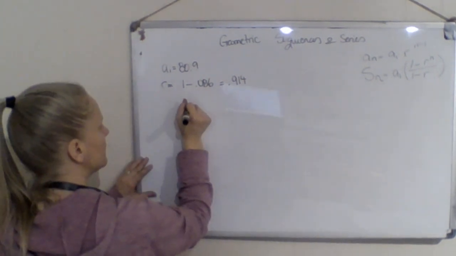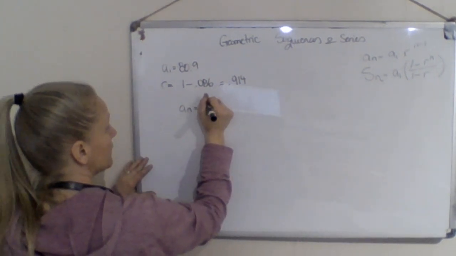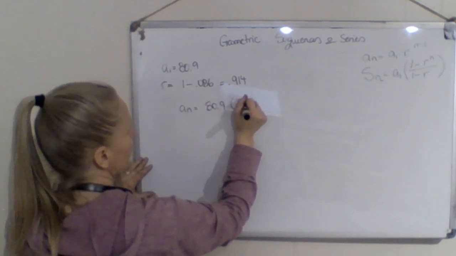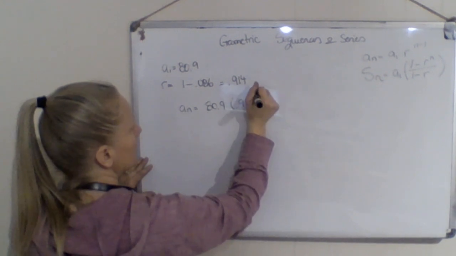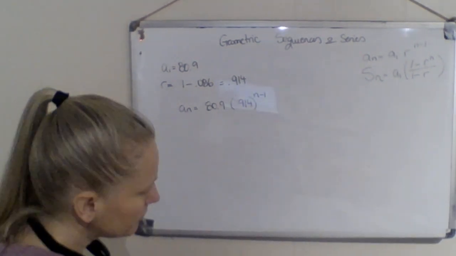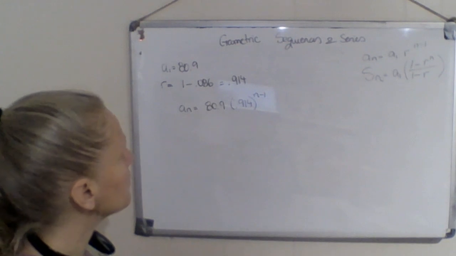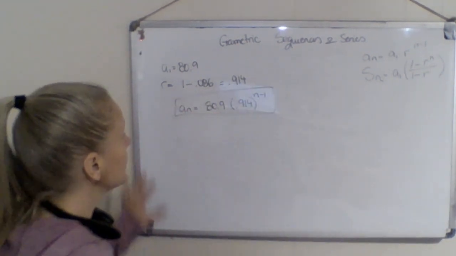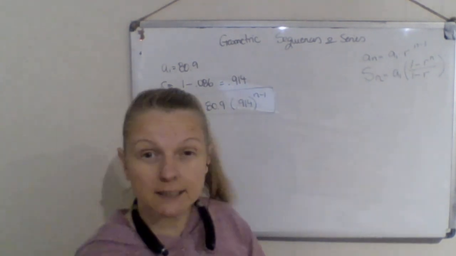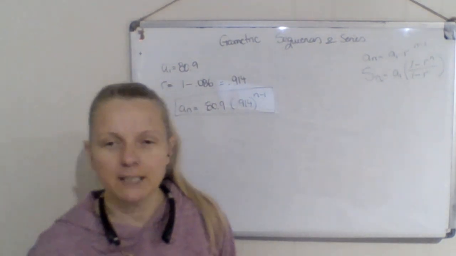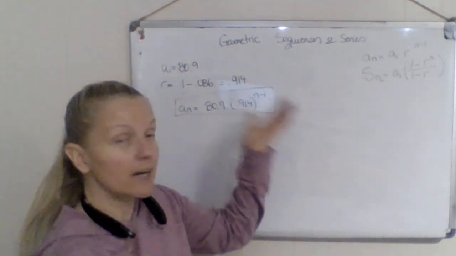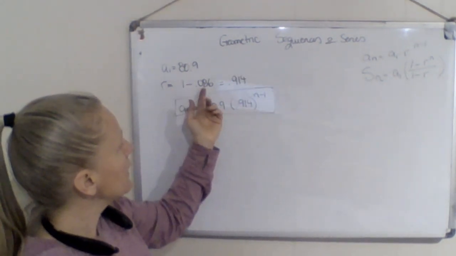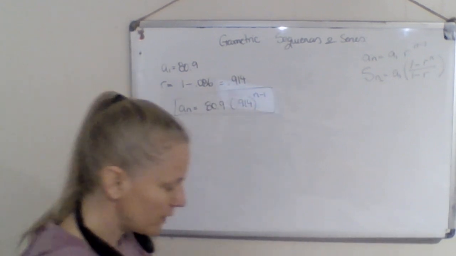I can now go ahead and write that rule. That becomes AN equals A1, 80.9 times 0.914 to the n minus 1. That's the first part of your problem, right? Is write the rule for this sequence. The most important part of it is finding that ratio. If you know it's decreasing, remember when we did decay, it's 1 minus R gives you that factor of decay or the ratio. You're going to have 1 minus whatever is decreasing, and that's going to give you the ratio that you need.